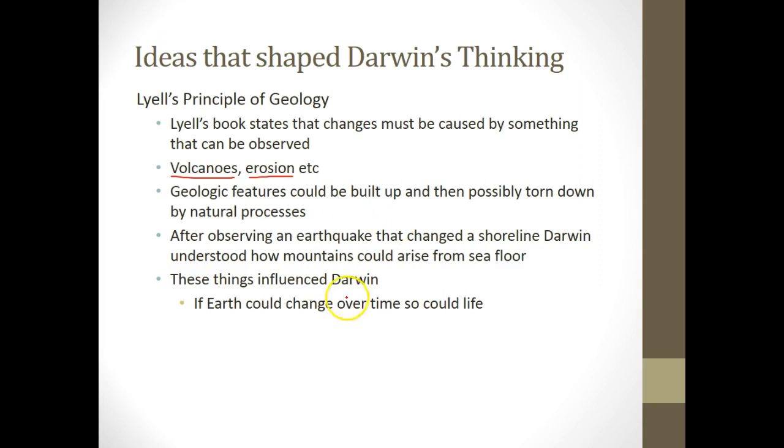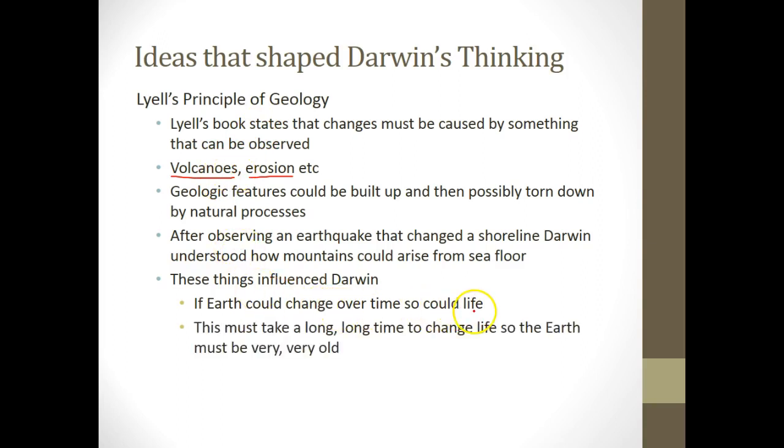And so Darwin basically said, if the Earth has been proven to change over time, then life has to change with it. Because if the Earth is changing and life doesn't change, the life that was created for the current world is not going to be relevant after the Earth changes. So if the Earth can change, so does life. Life has to change with a changing world. It makes sense. This must take a long, long time, so the Earth must be very, very old. These things don't change overnight. The Earth changes very slowly. The life on Earth changes very slowly as well.